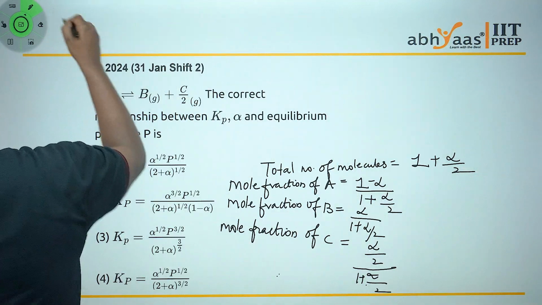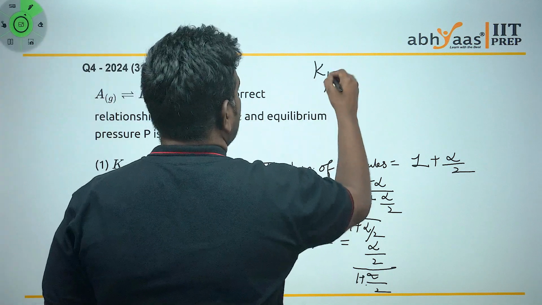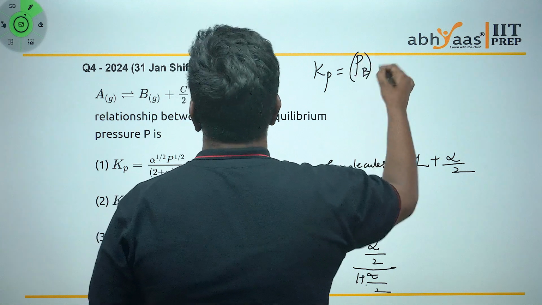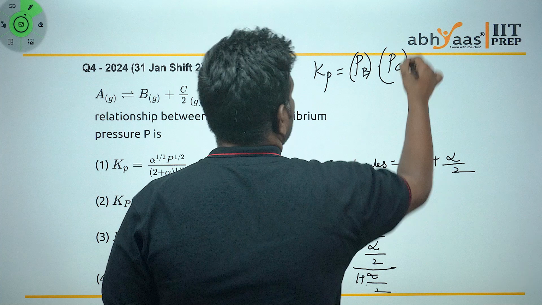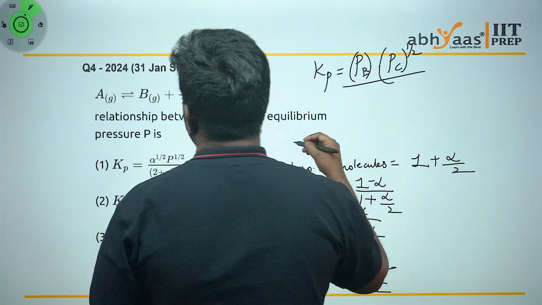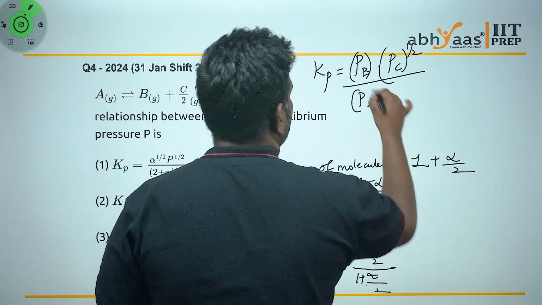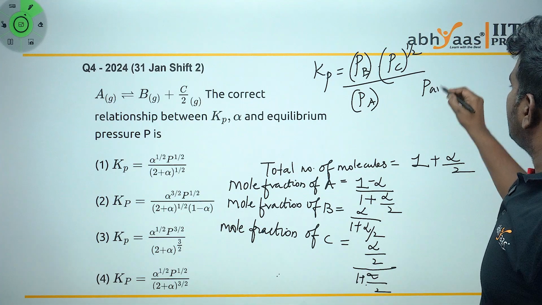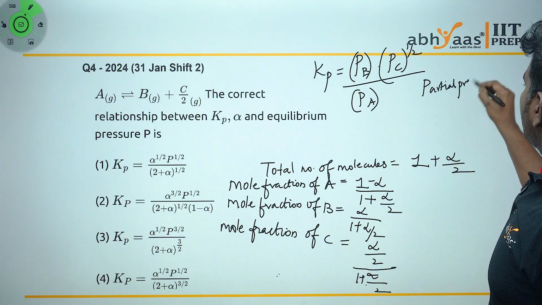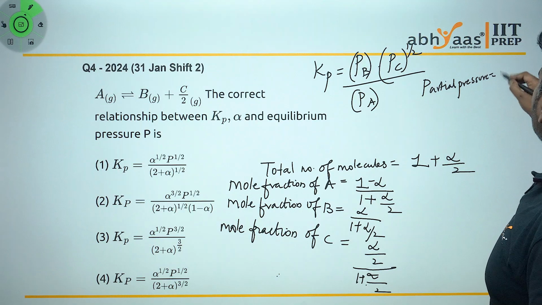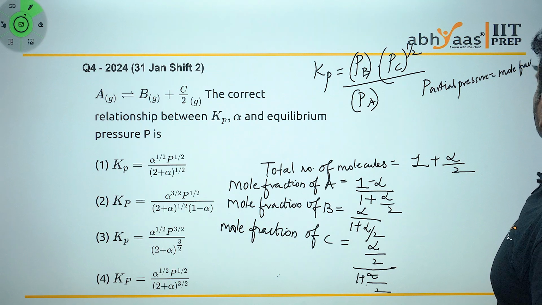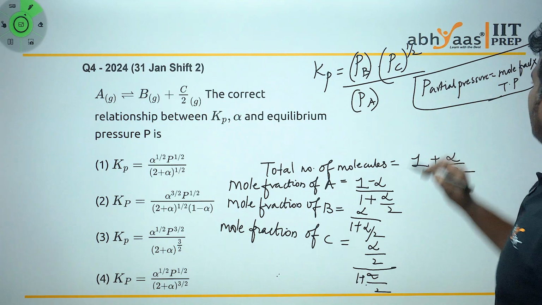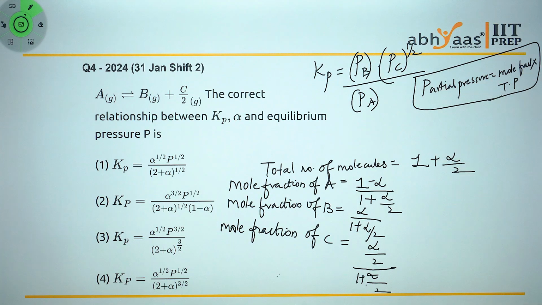So, here you can see Kp. What is Kp for this particular reaction? It is partial pressure of B into partial pressure of C raised to 1 by 2 divided by partial pressure of A. Now, we have studied a particular formula. Partial pressure is equal to mole fraction into total pressure, right? So, we are going to apply this particular formula in this particular equation.